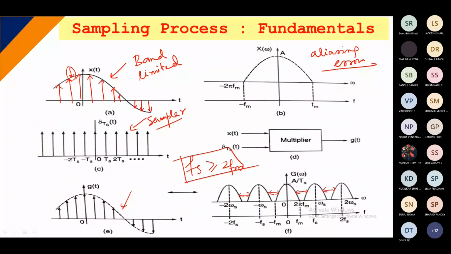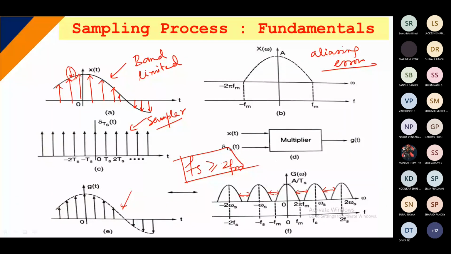So that makes us believe that as long as fs is greater than twice fm, there would be no overlap. And if we pass y(t) through a low pass filter with a bandwidth of 2 fm, the signal can be recovered back as well. So just remember this very carefully. I thought of sharing a few points before we move on with the next one.